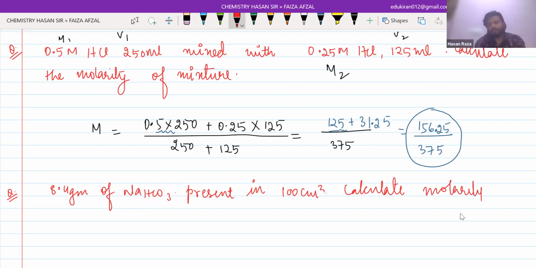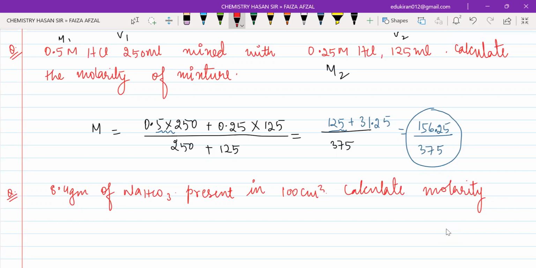Now, in the next class, we are going to introduce the last concentration term, and then we will go for solubility, the main topics of the chapter. Okay. Please do it.